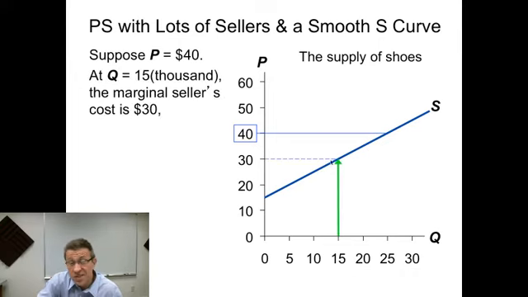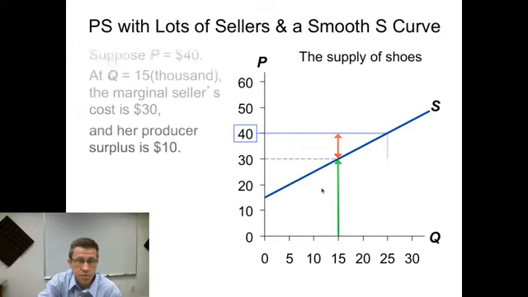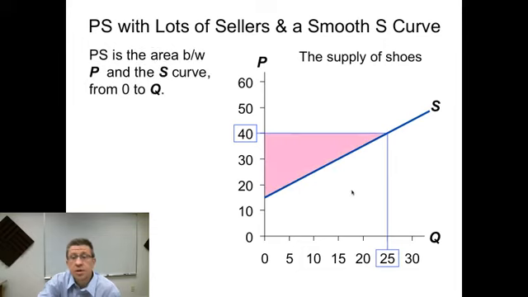If you sell at 15,000, like the 15,000th seller, the marginal seller's cost is $30, or willingness to sell is for $30. So that particular person, the person who's willing to sell for $30, gets a producer surplus of $10. Overall, the producer surplus is simply this area, right? The shaded area under the price, but above the supply curve. So you have some sellers who are barely receiving any producer surplus. They still find it profitable to sell, but they're not making that much in surplus. Others are making enormous amounts in surplus.